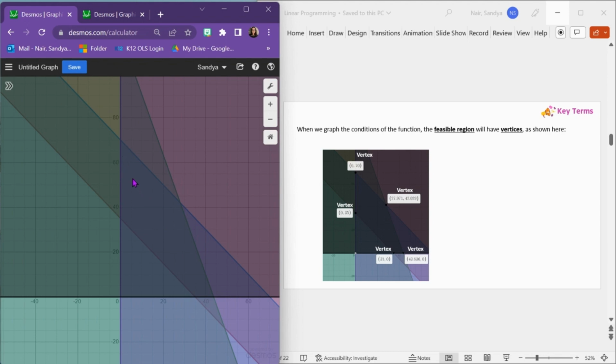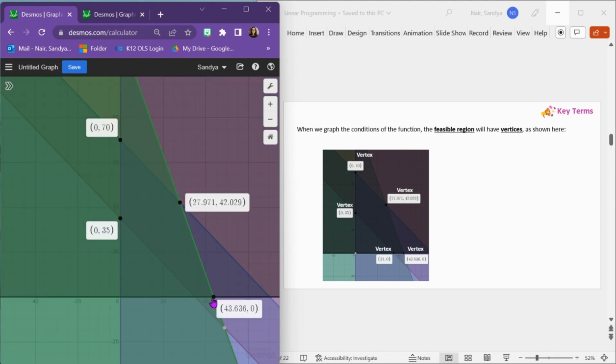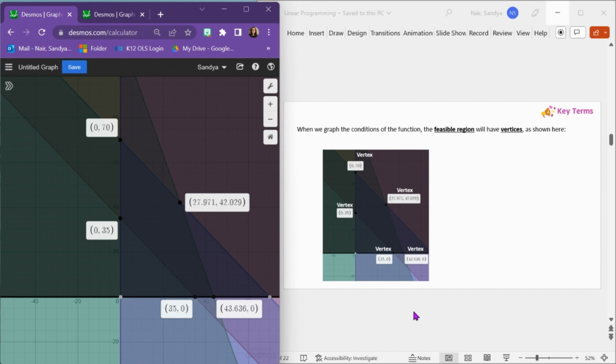Well, what's interesting about this feasible region is that it's a closed figure, right? And you remember back from geometry, the corner points of those closed figures are called vertices. So if I click on those vertices in Desmos, notice it'll give me the coordinates. So this feasible region has 5 vertices.